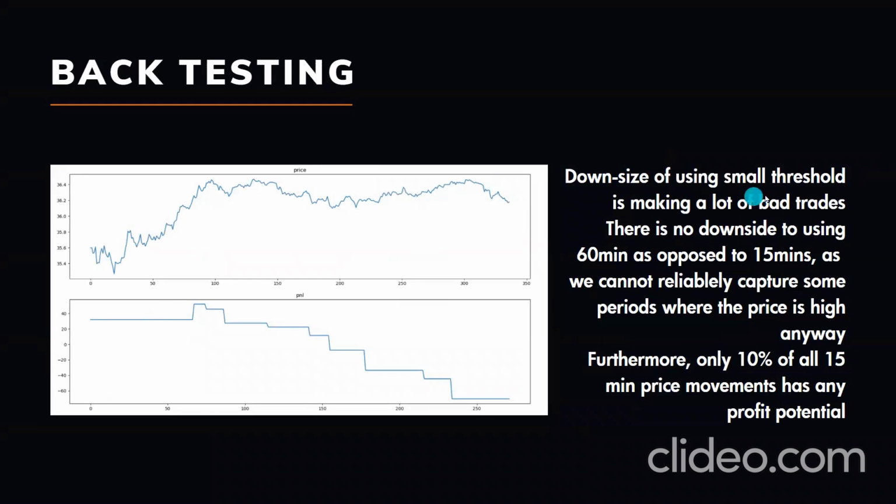However, we're also using 60-minute options as opposed to 15 minutes, because the price movement within 15 minutes is simply not enough to make up for the cost of the option. And also the price is not mean reverting, which means when the price goes up, it doesn't come down. So there's very little downside to using 60 minutes as opposed to 15 minutes, and it costs the same as well.